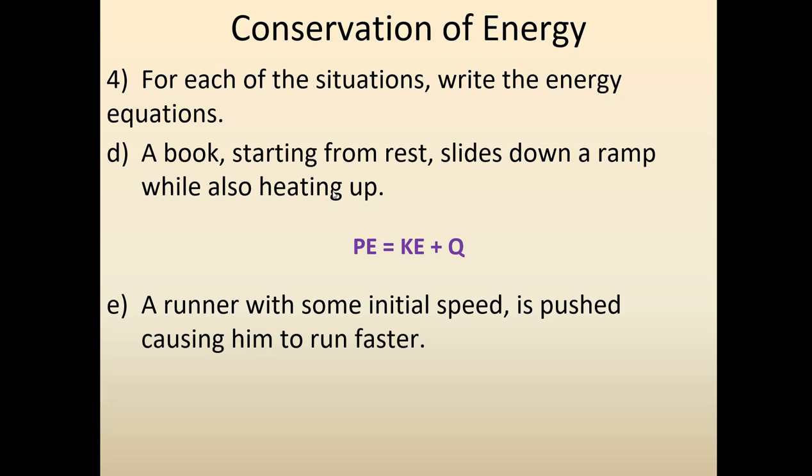All right. And the last one, a runner with some initial speed is pushed, causing him to run faster. There's no height change. There is a speed change, and there's speed on both sides. It starts with speed, ends with even faster speed. There is a force being acted on him, so there's going to be work, but there's no energy loss to heat, and there's no spring. So my equation will be work plus initial kinetic energy equals final kinetic energy.